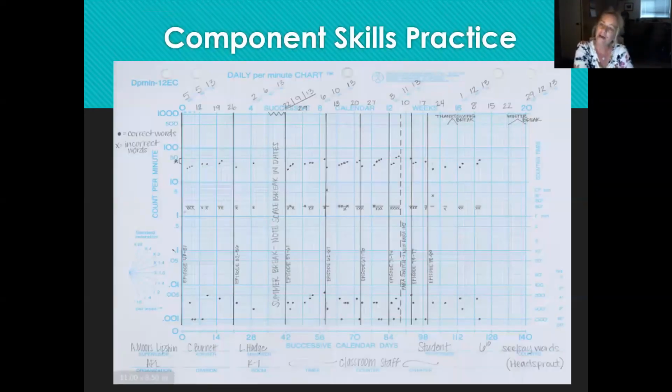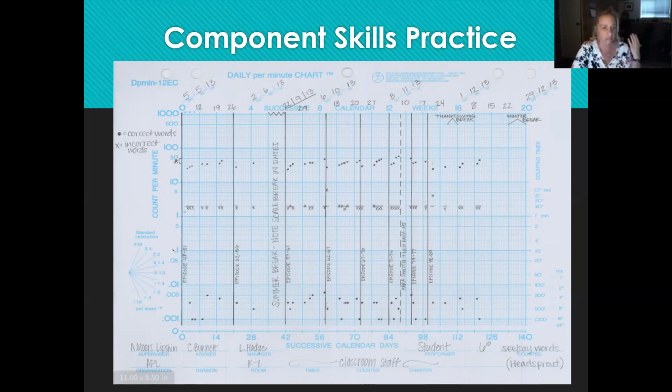What I love about the standard acceleration family of charts is that any one of these component skills can show up as a component skill chart, standard acceleration chart, as well as a composite standard acceleration chart. I just have a couple of examples here. You see here that this student, the component skill they're working on, is say words in Headsprout. That is a component skill for reading.